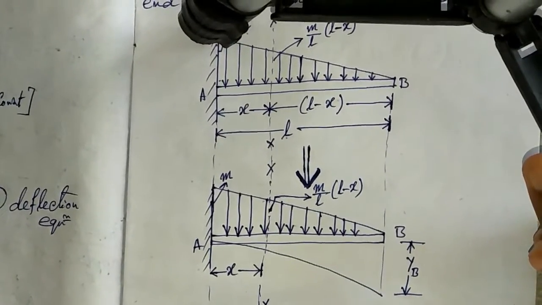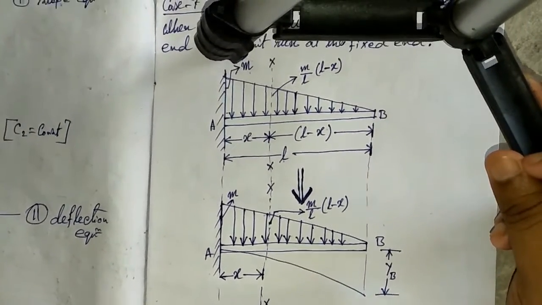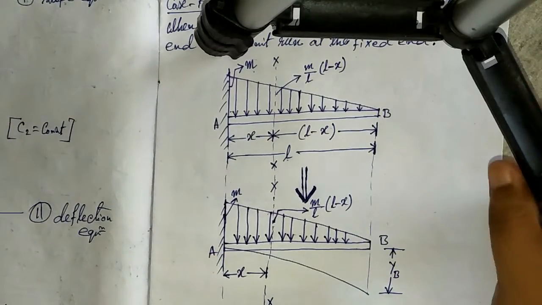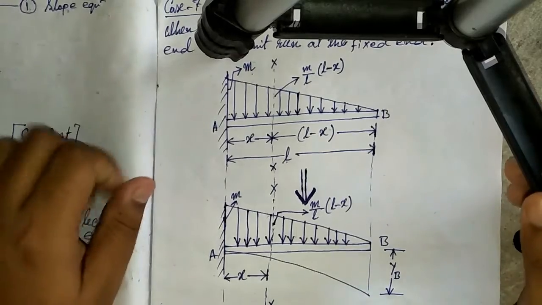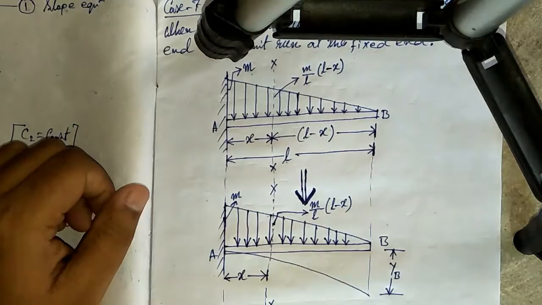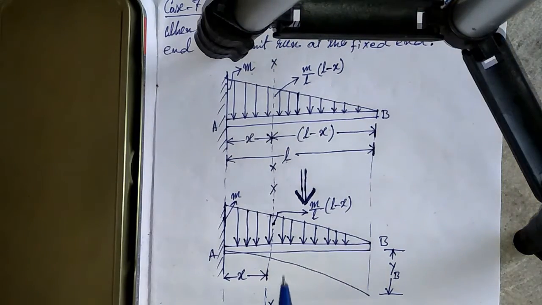The bottom diagram shows the deflection of the cantilever. The deflection is Y_B at the free end.